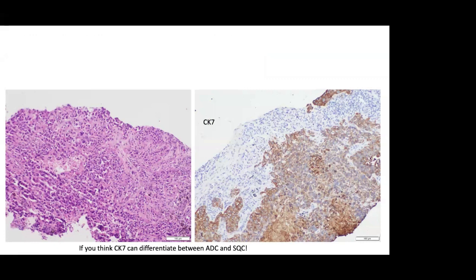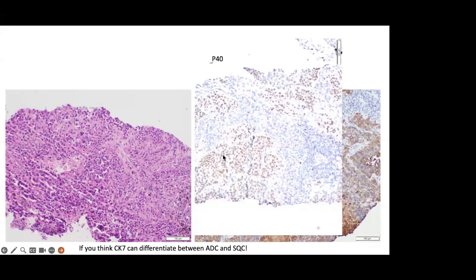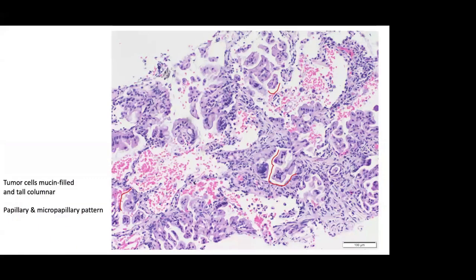And CK7 will never differentiate, because a third or 40% of tumors which are squamous cell carcinoma in lung are positive for CK7. For example, this case is positive for CK7, and based on CK7 you cannot say this is adenocarcinoma, because this was diffusely positive for P40. So it's useless to do CK7 when you are sure this is carcinoma. When you have a doubt whether this is carcinoma lung or some other primary, when you are not sure whether this is epithelial lineage, then of course you can do keratin stains, but otherwise not.